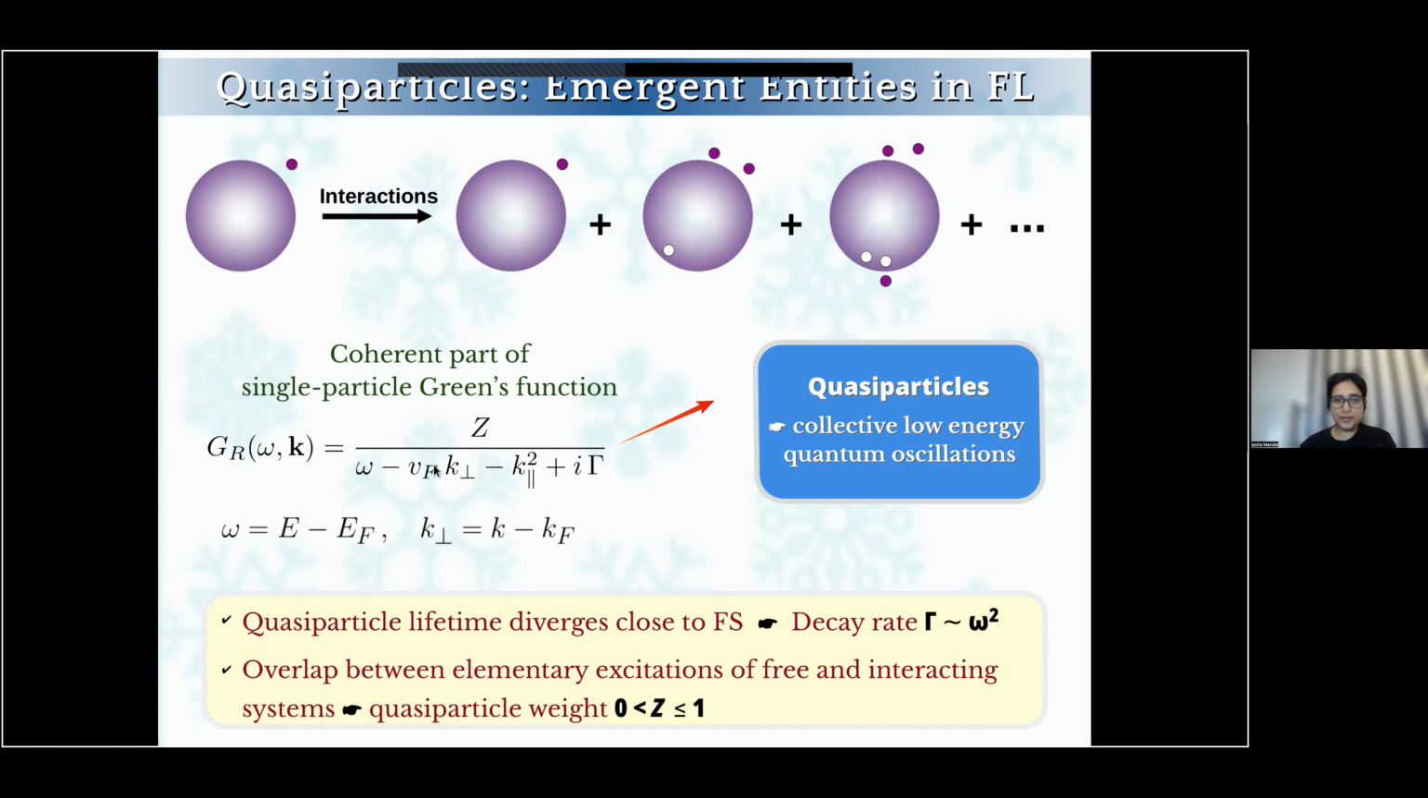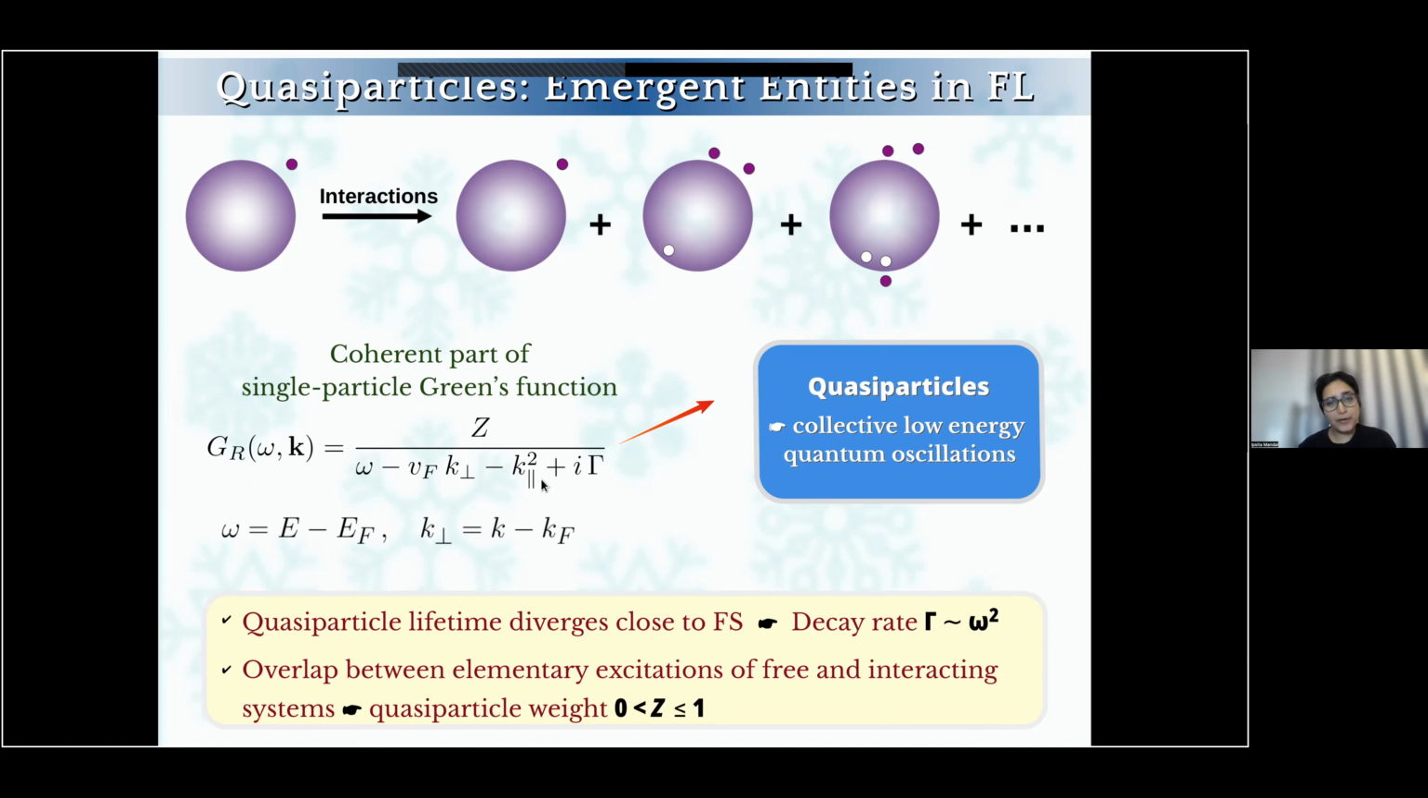You see that there is a pole in the Green's function, which tells us that there are collective low energy quantum oscillations which are long-lived, and these are called the quasiparticles. Now, the Green's function is a function of two variables. First, the energy omega, which is measured with respect to the Fermi energy, and then the momentum. The component of the momentum which is perpendicular to the Fermi surface is measured with respect to the Fermi momentum. And then, of course, there is the component parallel to the Fermi surface, which is given by k parallel.